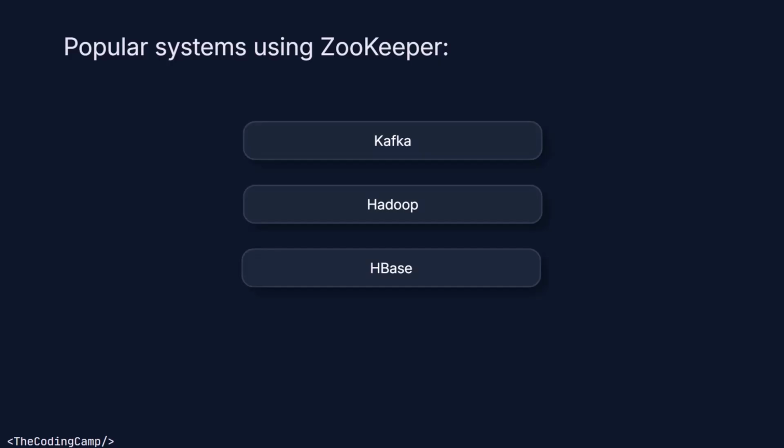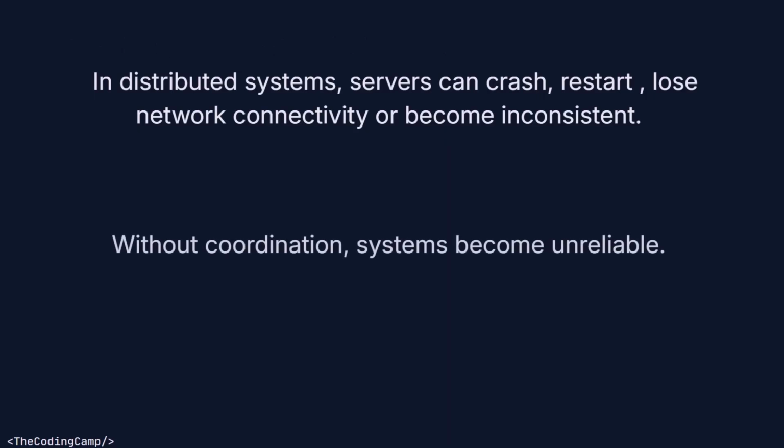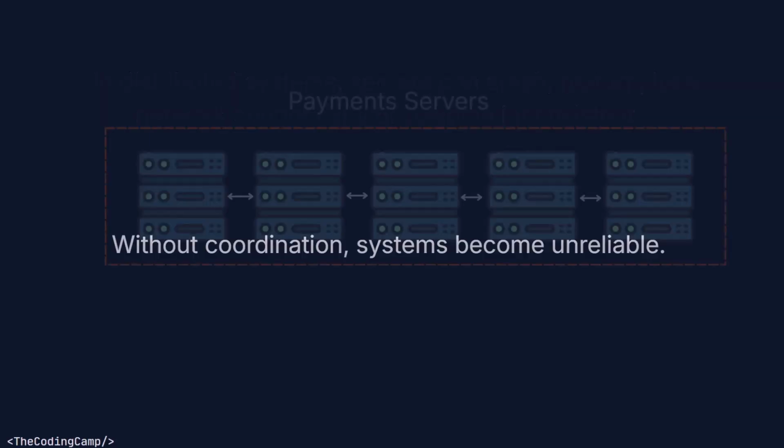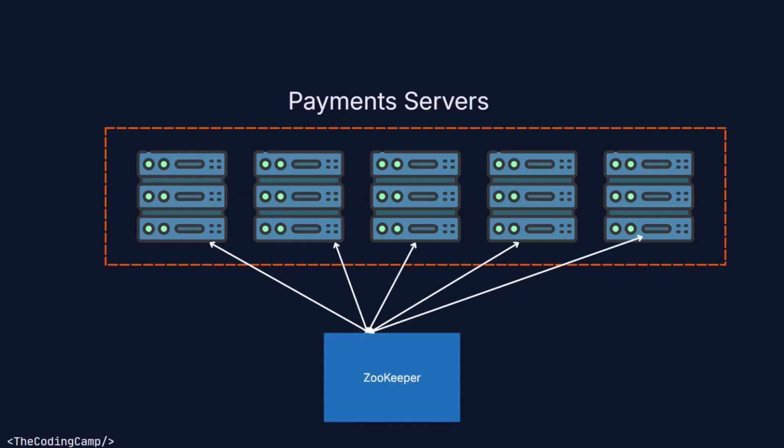Let's understand more about the problem that Zookeeper solves. In distributed systems, servers can crash, restart, lose network connectivity, or become inconsistent. Without coordination, systems become unreliable. For example, suppose 5 servers process payments. Which server is the leader? How do workers avoid processing the same job twice? How do services discover each other? Zookeeper acts like a central coordinator.